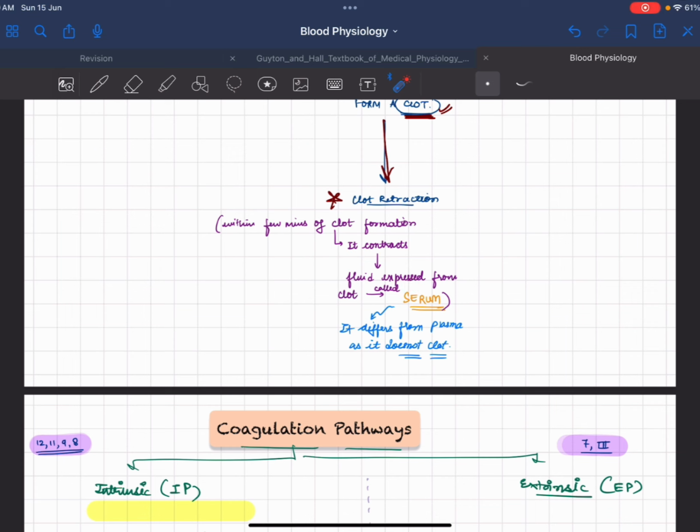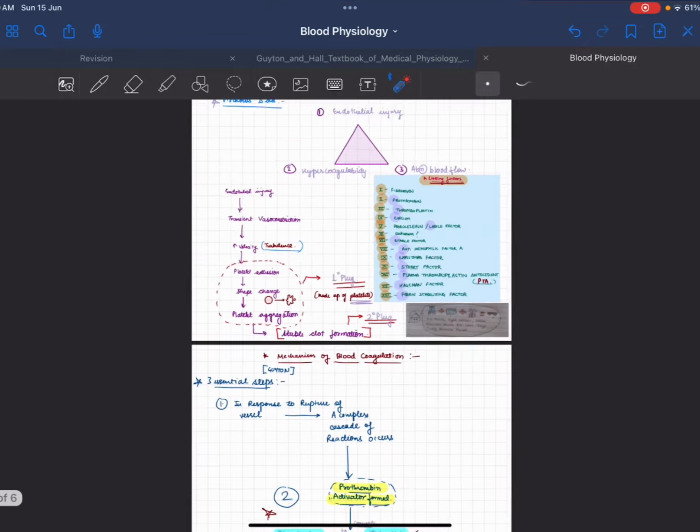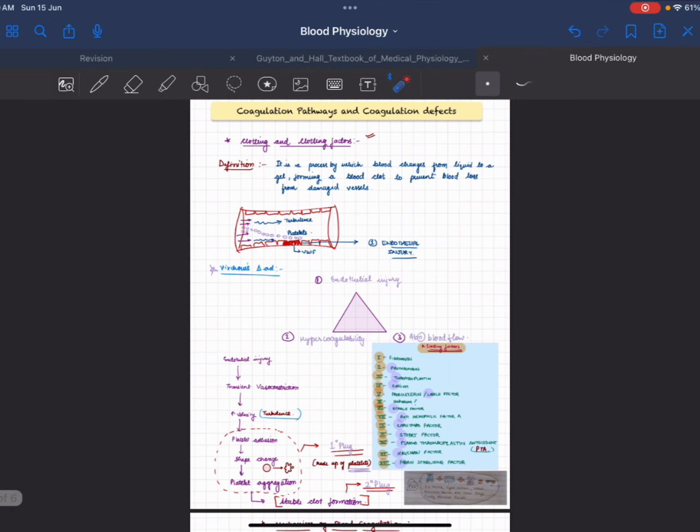So someone can ask you what is the difference between serum and plasma. The only difference is that serum doesn't clot. Why? Because there is absence of the clotting factors in it. Okay, fine.